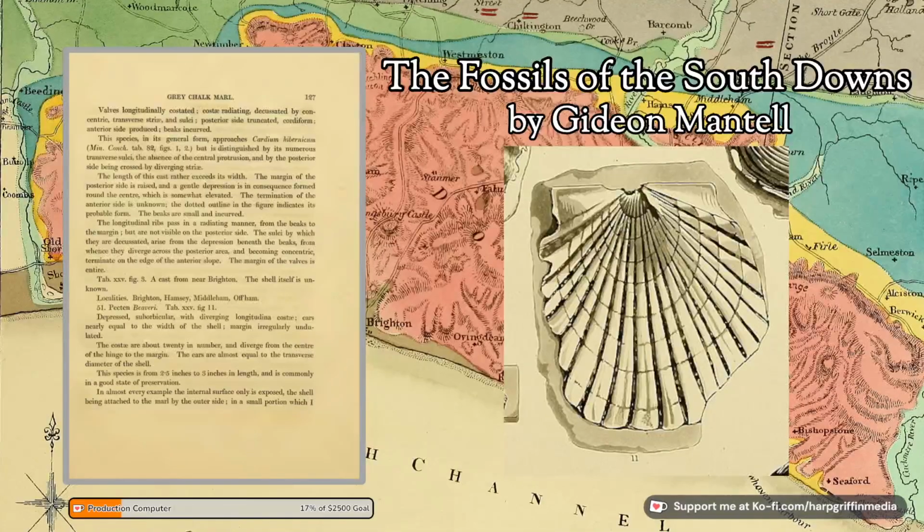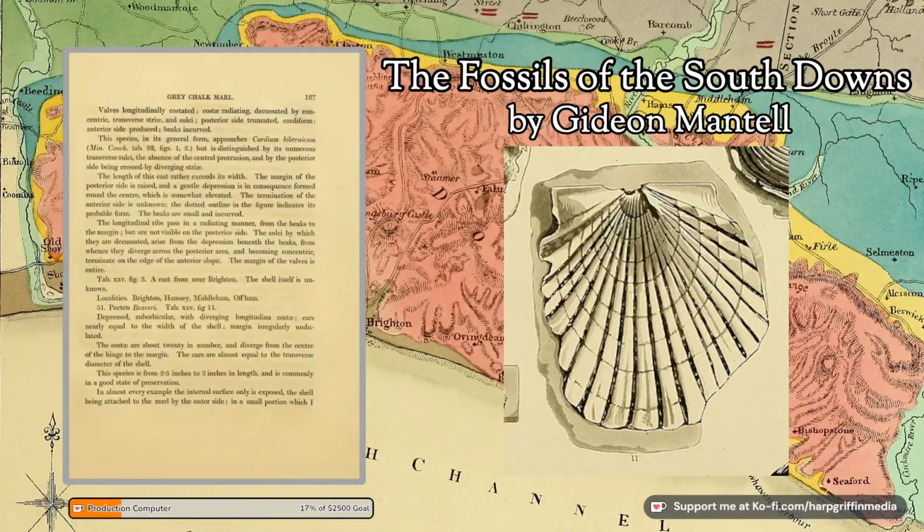51. Pecten Biaveri. Tablet 25, Figure 11. Depressed, suborbicular, with diverging longitudinal costae. Ears nearly equal to the width of the shell. Margin irregularly undulated. The costae are about 20 in number and diverge from the center of the hinge to the margin. The ears are almost equal to the transverse diameter of the shell. This species is from 2.5 inches to 3 inches in length and is commonly in a good state of preservation.